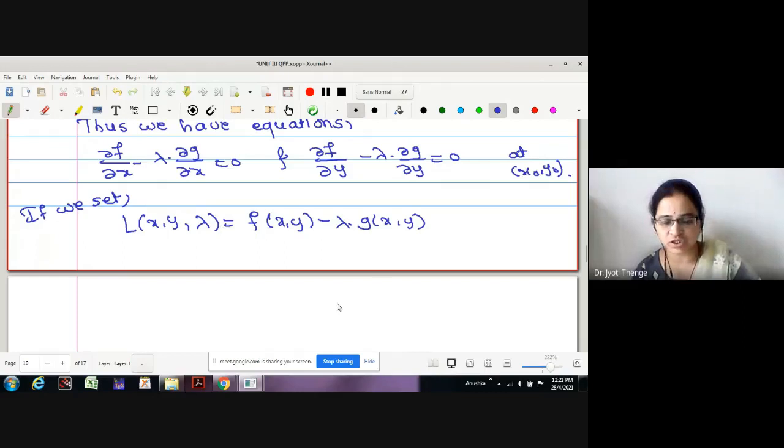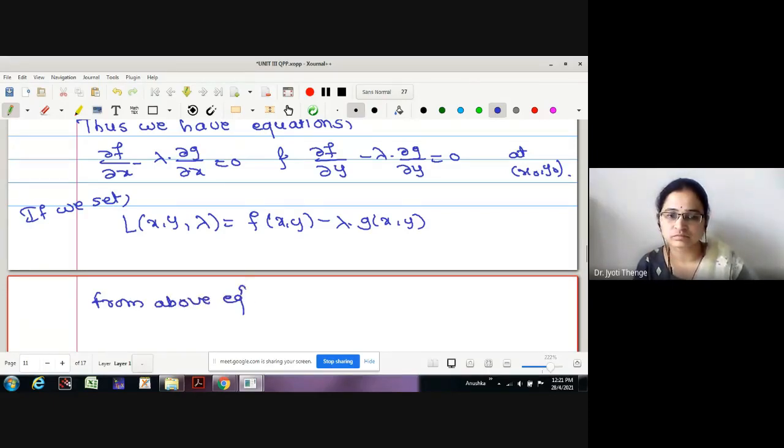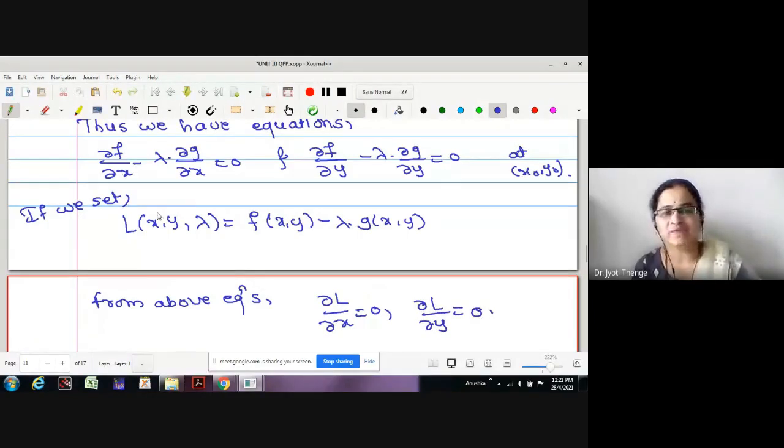So looking at the two conditions, what we can say from our equations: the first one is ∂L/∂x is equal to 0, and the second one is ∂L/∂y is equal to 0. Correct now? If I differentiate this L with respect to x, the right side gives ∂f/∂x minus lambda times ∂g/∂x, which is equal to 0. If I differentiate with respect to y, this is ∂f/∂y minus lambda times ∂g/∂y, which gives ∂L/∂y is equal to 0.